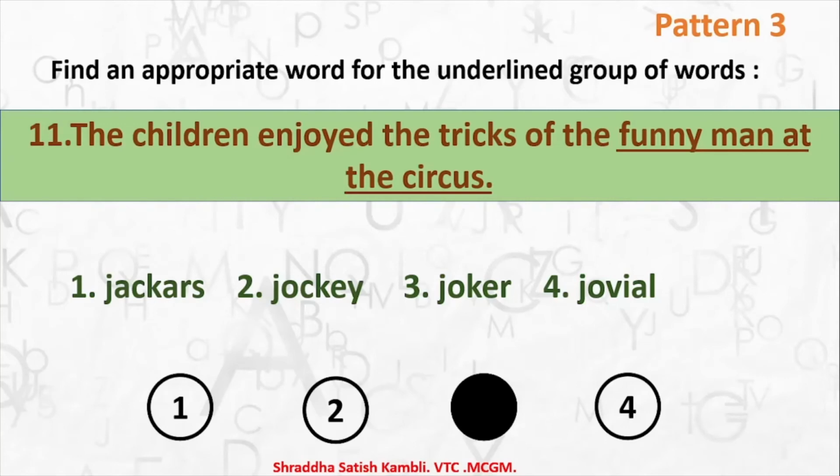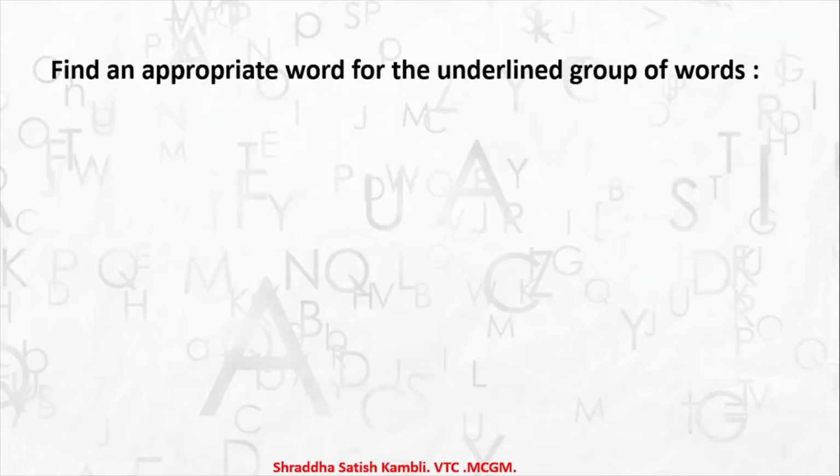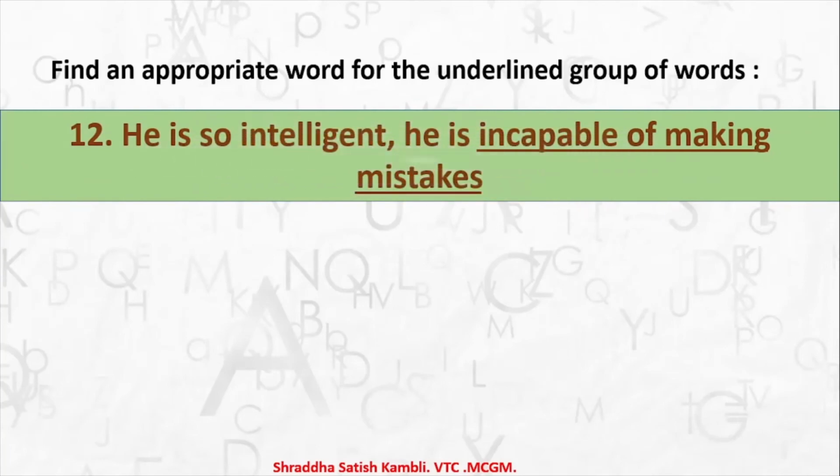So who is a funny man at the circus called? The funny man at the circus who wears those colorful clothes and has a big red or blue nose and very funny weird hair, that person is called a joker. So joker is a word that you can use instead of the words funny man at the circus. Okay, coming to example number 12. He is so intelligent, he is incapable of making mistakes. Someone who will not make mistakes, someone who is perfect. So what is a word which can be used?